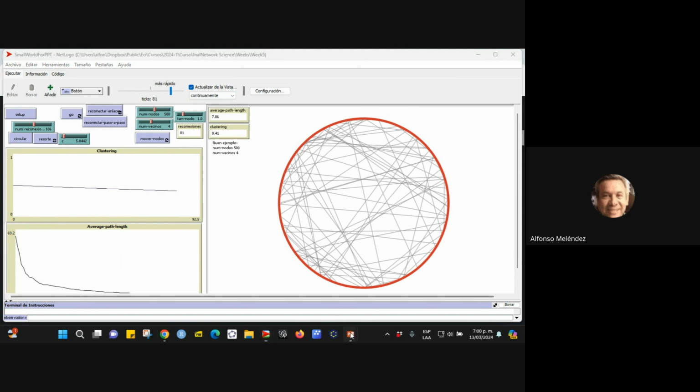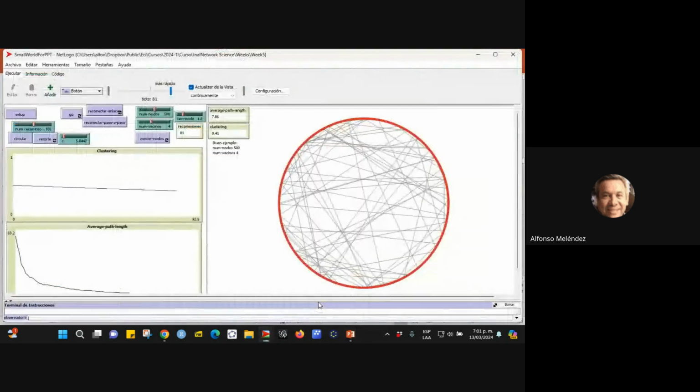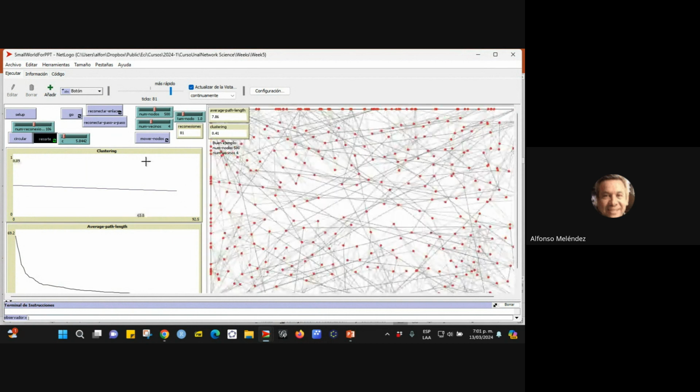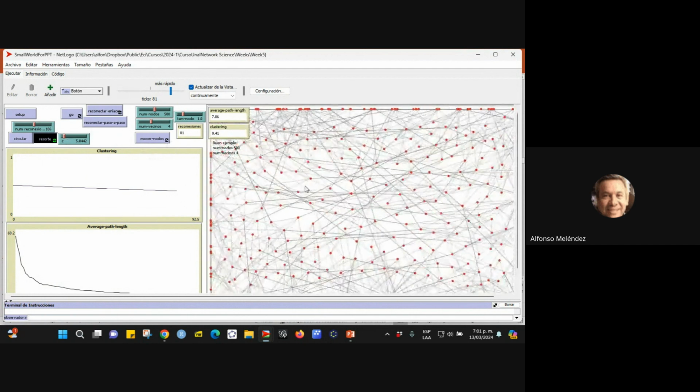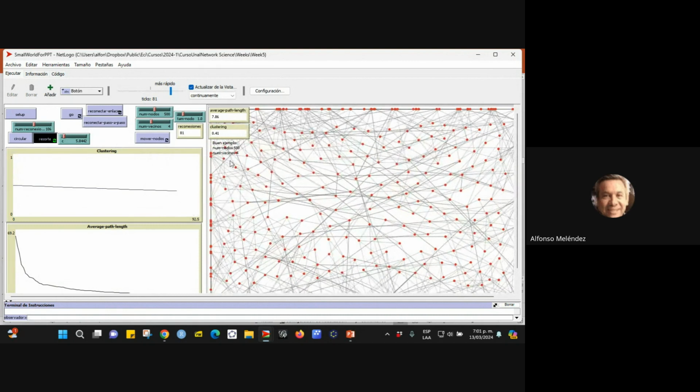But what they wanted to show was this, going from here to here. And in the middle, it's the small world. If I go to the model and I stop it and look at what I'm going to do, this is a little big, but this is the small world network. This is the small world network.